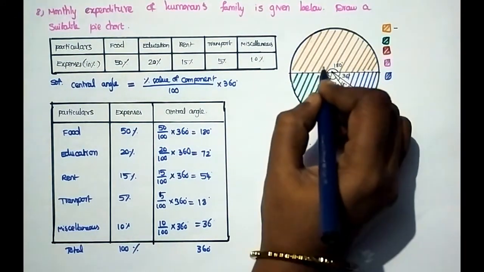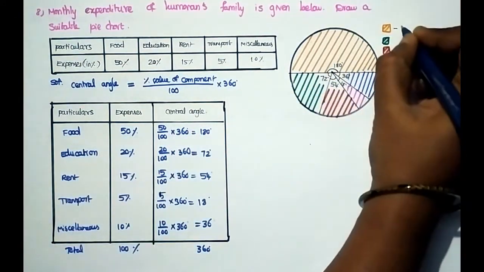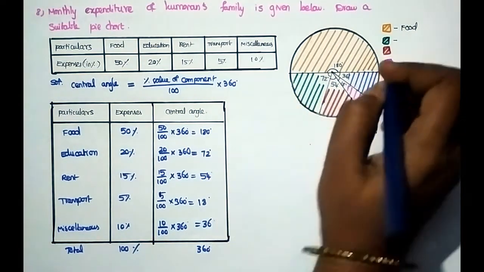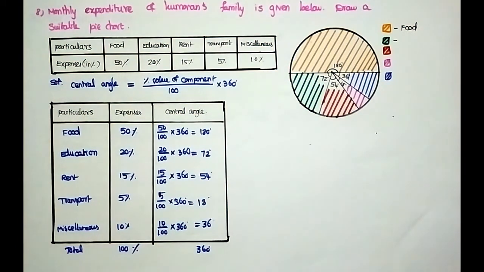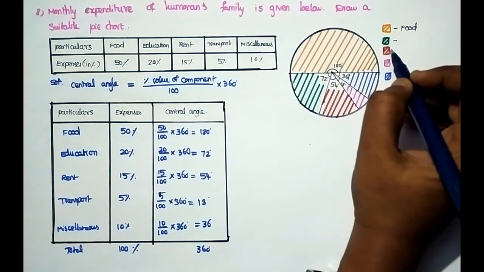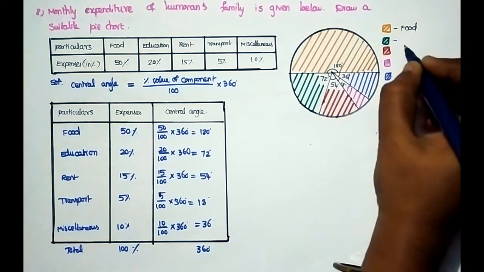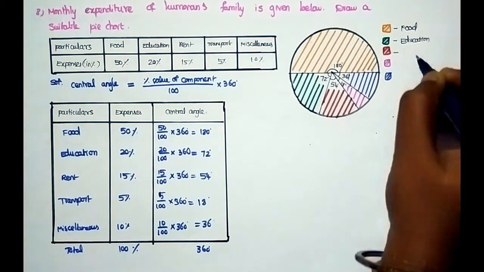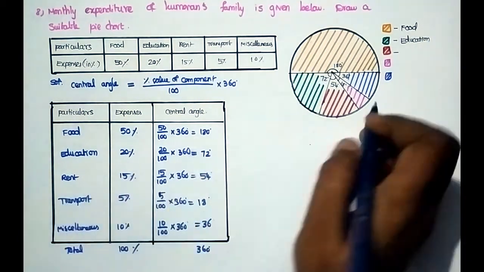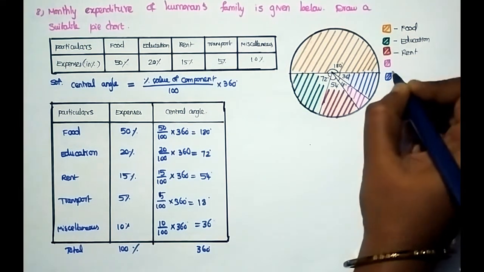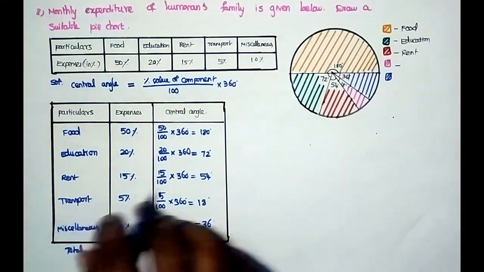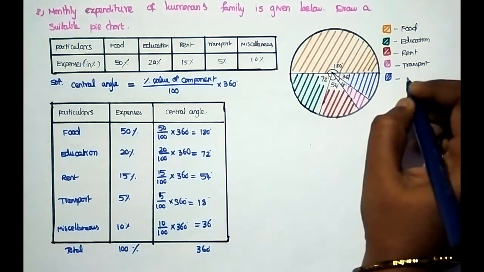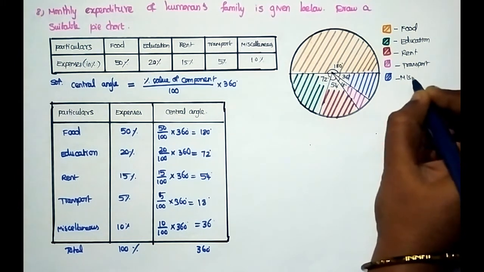Now that is 180 degree, food. Green color 72 percentage, that is education. 54 percentage, that is rent. Next 18 percentage transport. Next one, miscellaneous.